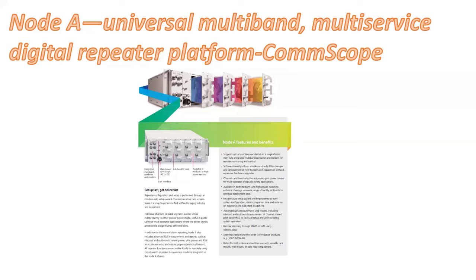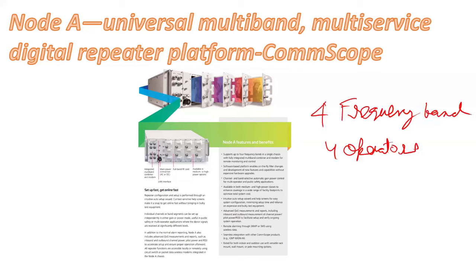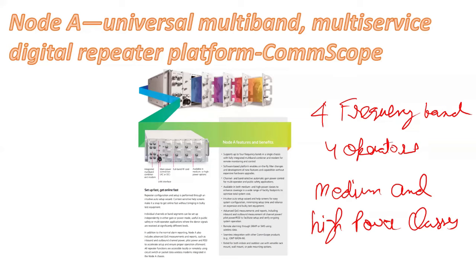It has various features, but two important features I like are that it supports up to four frequency bands, or it can support four operators, and it is available both in the medium and high power class. So this is one example of repeater node A from Comscope. If you go to Google, you can just type node A Comscope and you can find all the details of this repeater.